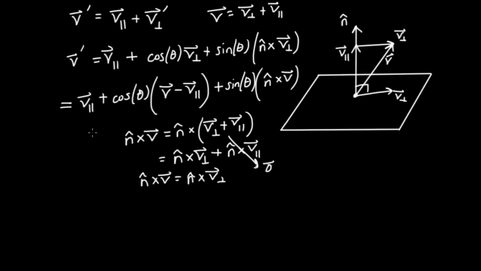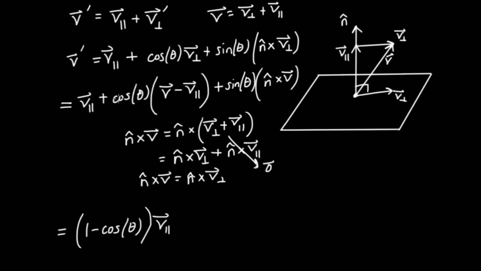Let me make just one more rearrangement here. Now I notice that I have two instances of v parallel. I have one right there, and I have one over here whose coefficient is actually going to be minus cosine theta. So I'm actually going to combine this term with that term there. And what I'm going to get is I have the 1 and then minus cosine theta. So I'm going to get 1 minus cosine theta all times v parallel.